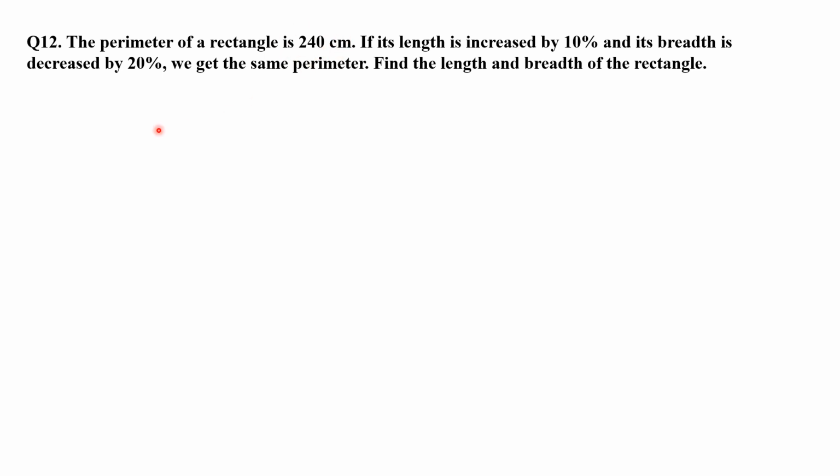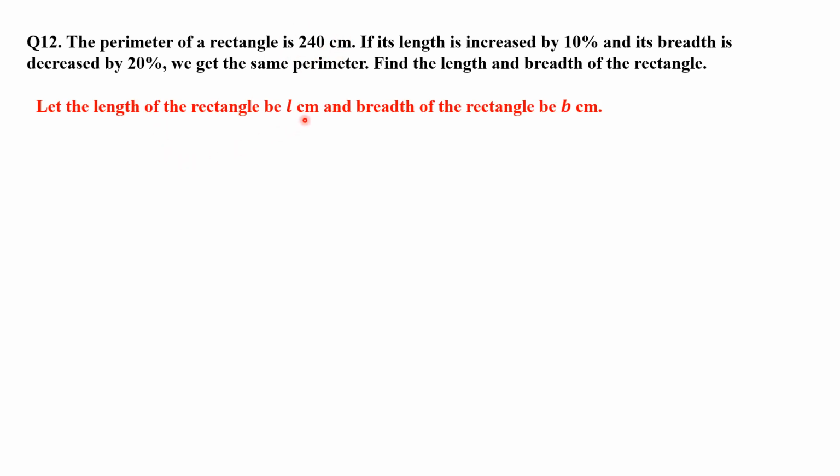So I will assume let the length of the rectangle be L centimeter and breadth of the rectangle be B centimeter. Now it is given perimeter of a rectangle is 240 and perimeter of a rectangle formula is 2 into L plus B, which is equal to 240. And then if I transpose 2 to the other side, length plus breadth will become equal to 240 divided by 2, which is 120 centimeter.